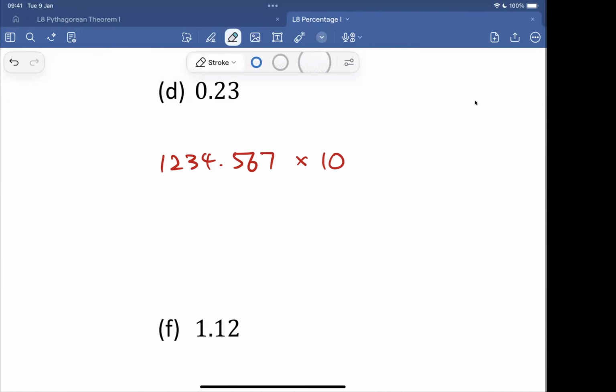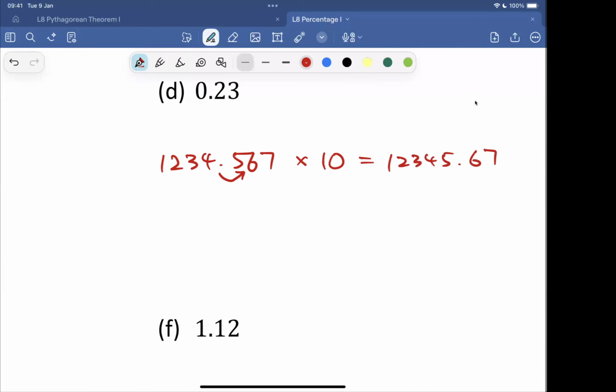Okay, so let me show you. If you move it one time, what will happen? The answer is 1, 2, 3, 4, 5.67, right? But what if you multiply by 1,000? Then you move it how many times again? 3 times. And what's the answer? 1, 2, 3, 4, 5, 6, 7. Correct. Then the decimal is over here now.